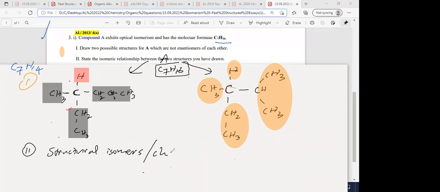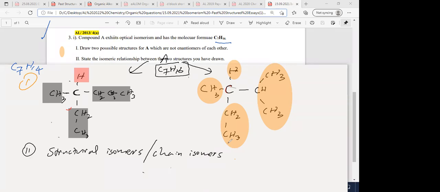Or chain isomers. Is that clear? By changing the structure of the carbon chain. So can you remember, look at the isomer summary. I gave a flow diagram. Isomerism divided into two groups.